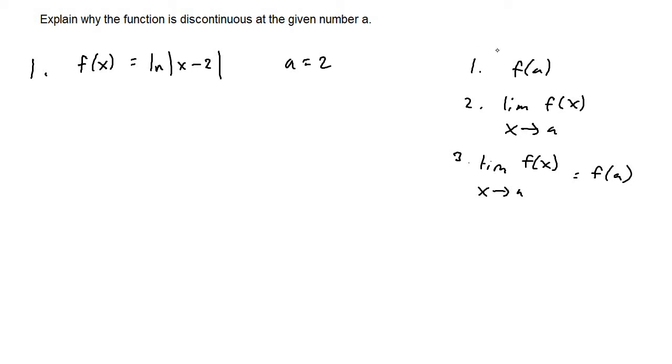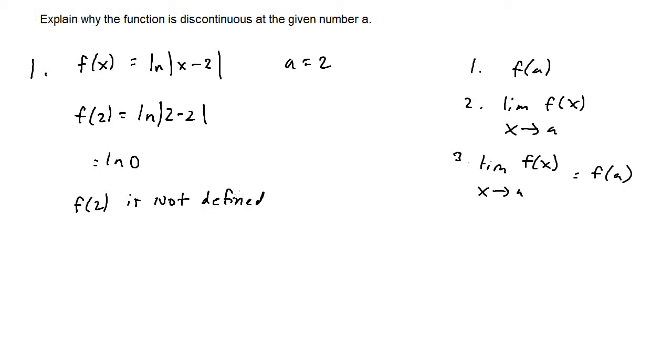So f of a is defined. Well, all we have to do is plug in our a value into the function. So we plug in 2 for a, or 2 for x in this case. So f of 2 is going to be equal to ln absolute value of 2 minus 2. 2 minus 2 is 0. So we get ln of 0. Now obviously ln of 0 is not defined. So we know that f of 2 is not defined. And because it's not defined, it does not meet one of the conditions. So we know that the function is discontinuous because it's not defined.